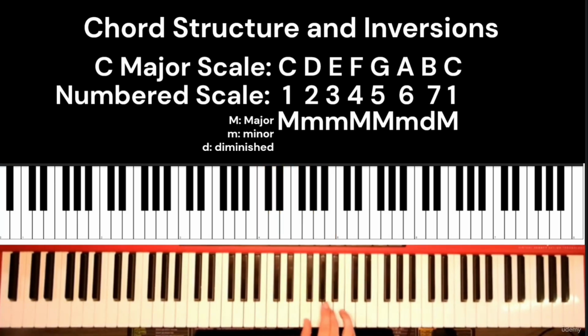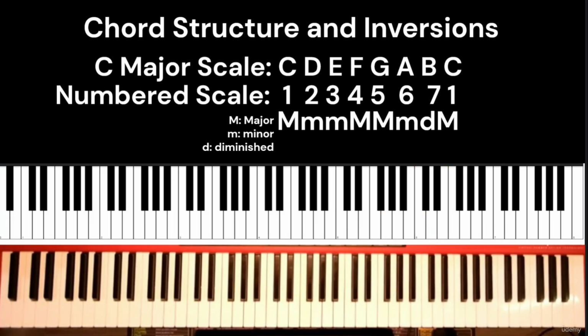1, 2, 3, 4, 5, 6, 7, 1. That was all in root position, in root inversion. Let's do it all in first inversion. 1, 2, 3, 4, 5, 6, diminished 7, 1. Now in second inversion, 1, 2, 3, 4, 5, 6, 7, which is that diminished, and 1. All right, so that was all in each inversion there.